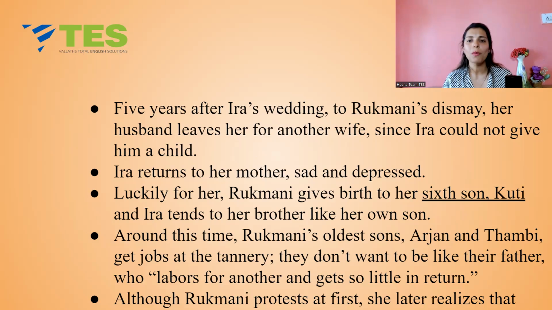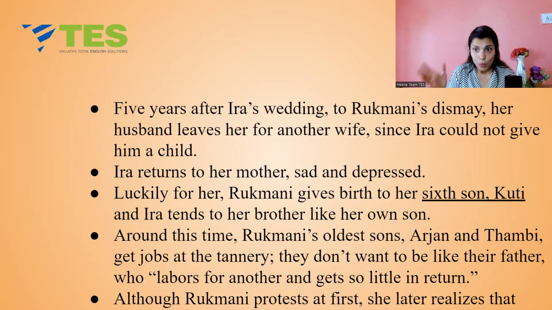Around this time, Rukmani's oldest sons, Arjun and Thambi, get jobs at the tannery. They go and apply for a job at the tannery. The tannery has started functioning. They don't want to be like their father. They don't want to till. They don't want to do farming because they say that their father labors for another and gets so little in return. You should know this.